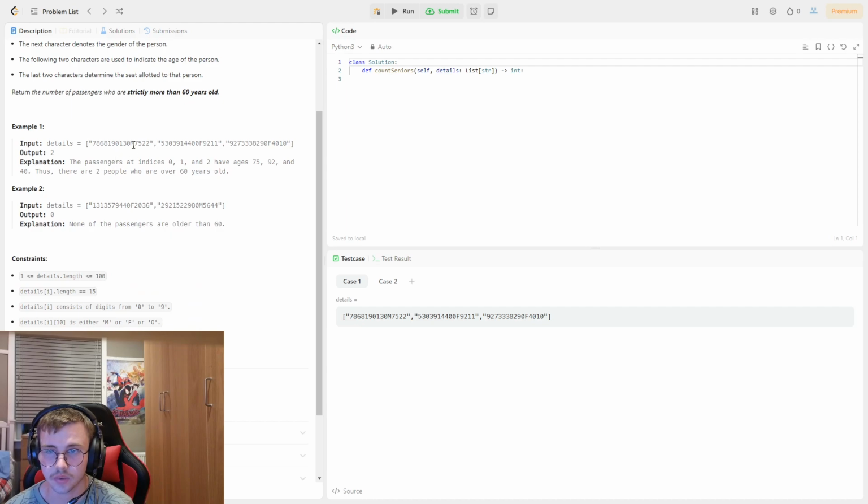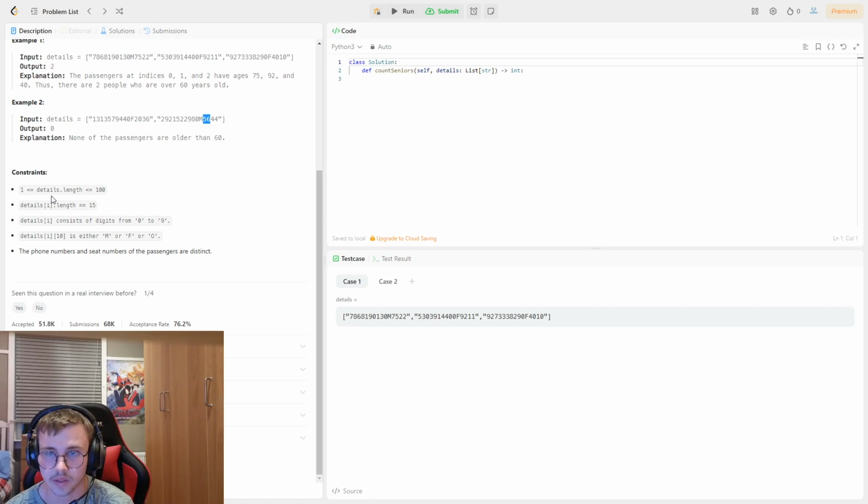So for instance here you can see M75, so that person's 75, F92, that person's 92, F40, that person's 40, so you can see there's only two people who are over 60. Yeah, these two people here, but the person who's 40 is obviously younger than 60 years old, so it's only two. F20, so 20 years old, and M56, so these people are both younger than 60, so 0.